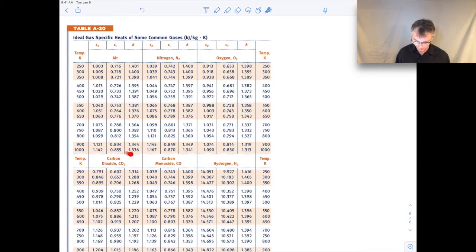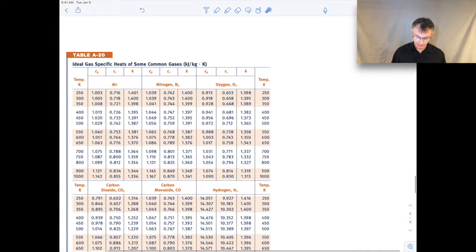As you get to really high temperatures, like 1,000 Kelvin, it deviates. But at room temperature and close to room temperature, 1.4 is a pretty reasonable approximation for the k value. So that's how you'd get the C sub P and C sub V values in general for different substances.